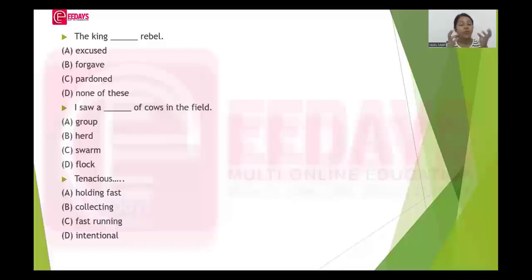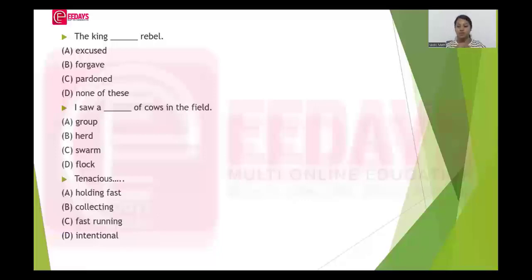Again, this is one of the examples of fill in the blanks. I saw a dash of cows in the field. Can you tell it as group of cows, herd of cows, swarm of cows, or flock of cows? So what's the right answer? Whenever you talk about a group of something, the collective noun pops up. Here, for a group of cows, what do you actually call it?